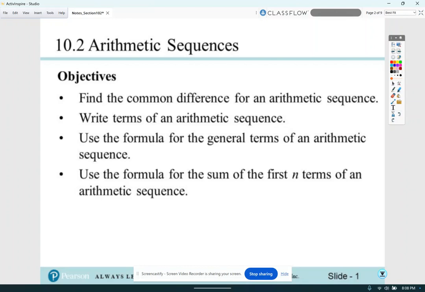Right, these are the notes for section 10.2 on arithmetic sequences. The 4 things we want to accomplish in this section are: we want to find the common difference for an arithmetic sequence, we want to write the terms of an arithmetic sequence, we want to use the formula for the general term of an arithmetic sequence, and we want to use the formula for the sum of the first n terms of an arithmetic sequence.